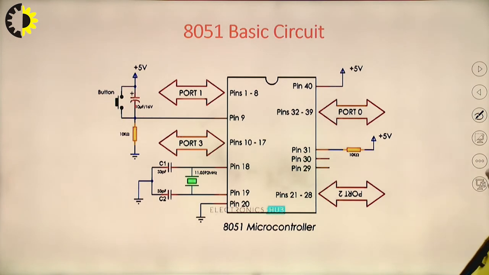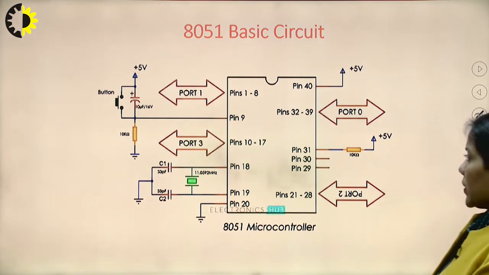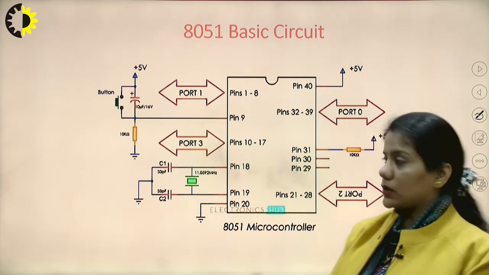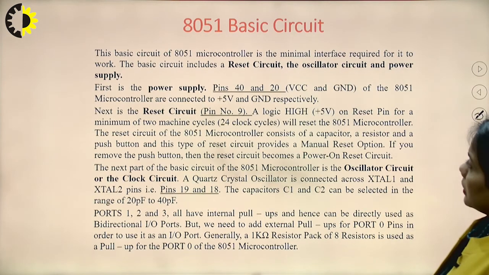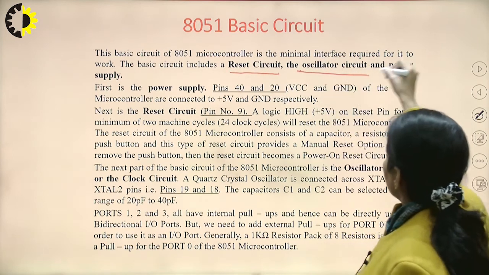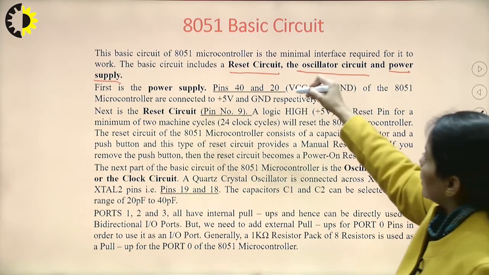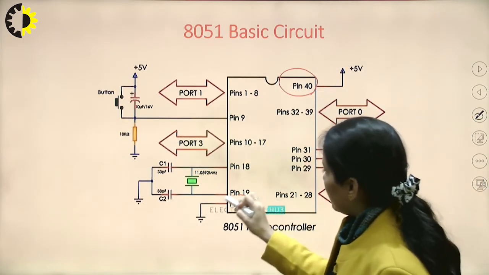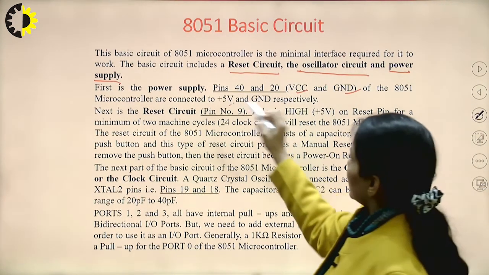This is the basic circuit of the 8051. Here the basic circuit means the reset circuitry, the clock circuit, and the power-up circuit. It consists of mainly three parts: the reset circuit, the oscillator circuit, and the power supply. First of all, the power supply: pin number 40 and 20, that is VCC and ground. Pin number 40 is VCC and pin number 20 is ground. These are connected to plus 5 volts and ground respectively.